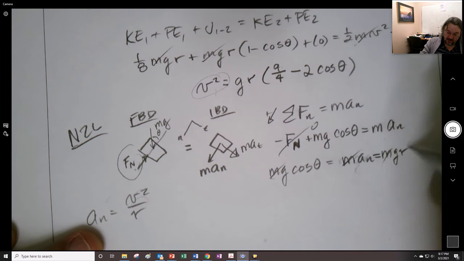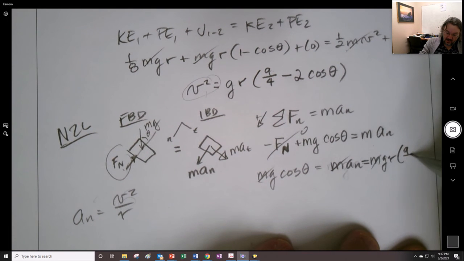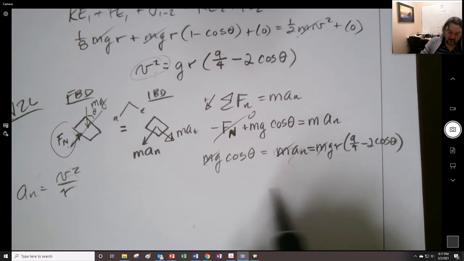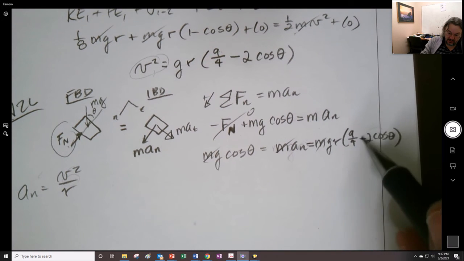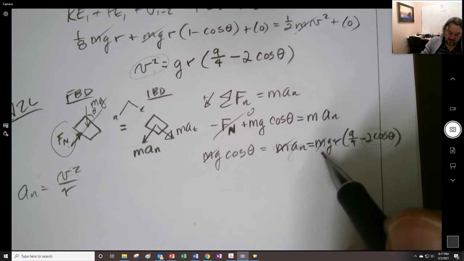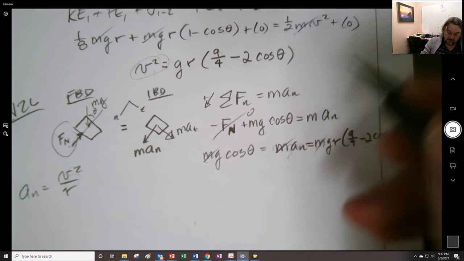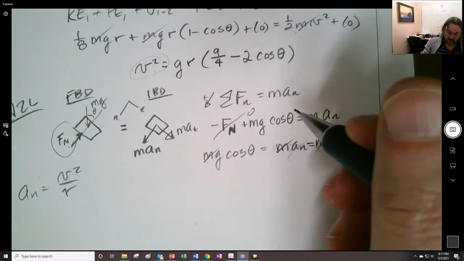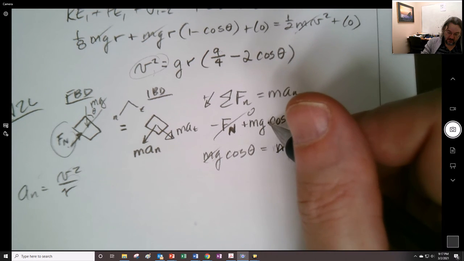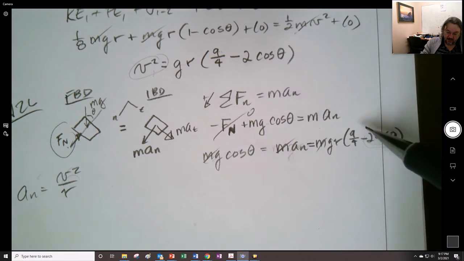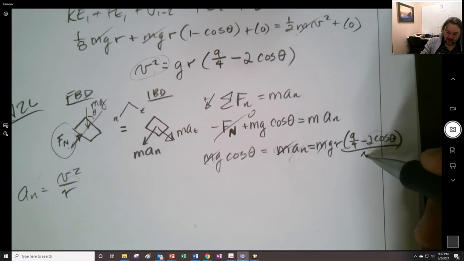We have gr, and then 9/4 minus 2 cosine theta. So we could rewrite this and we're going to see that this 2 times cosine of theta is going to come all the way back over into here. Oh, I'm going to be careful here. Wait a minute. Did I leave out an R? Where am I? Oh, yeah. This was over R. Dummy.